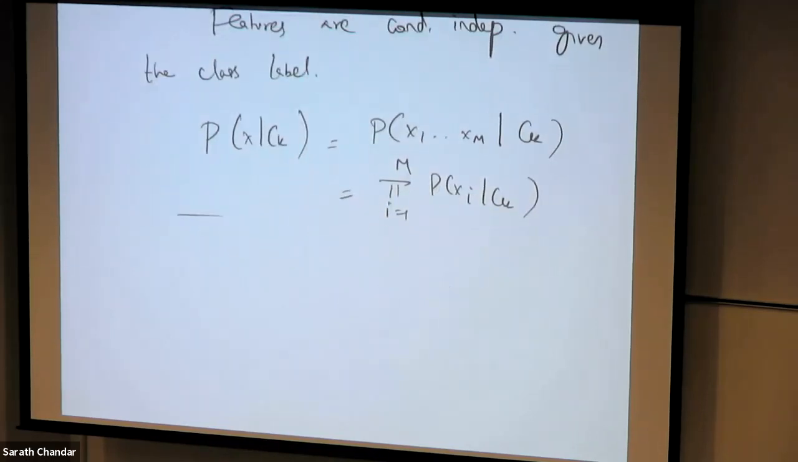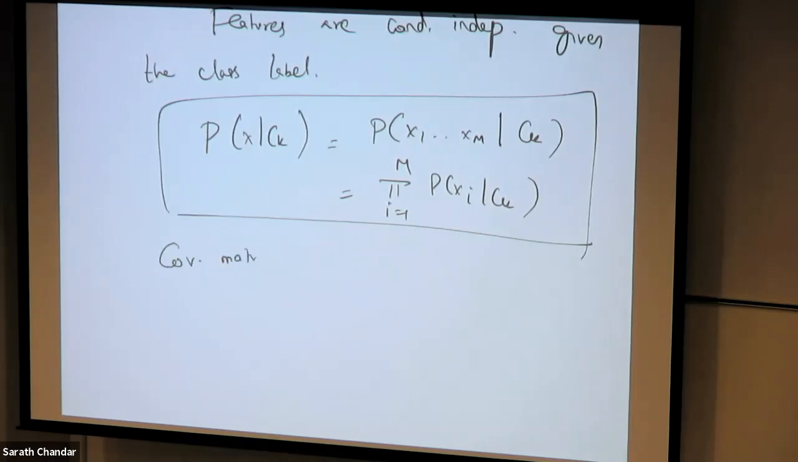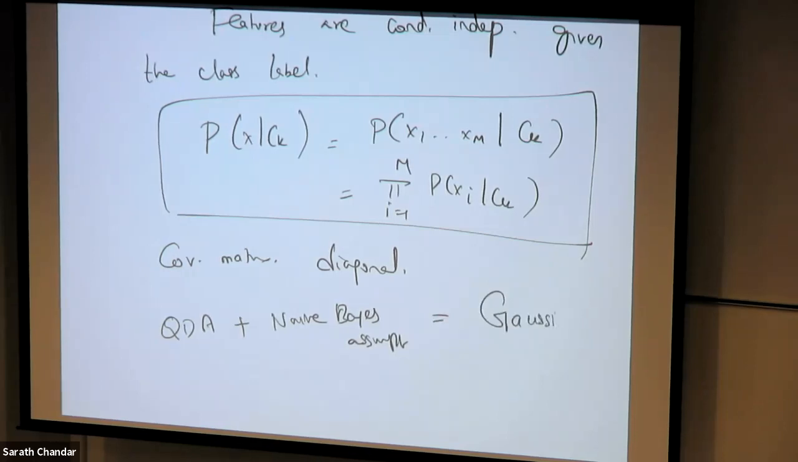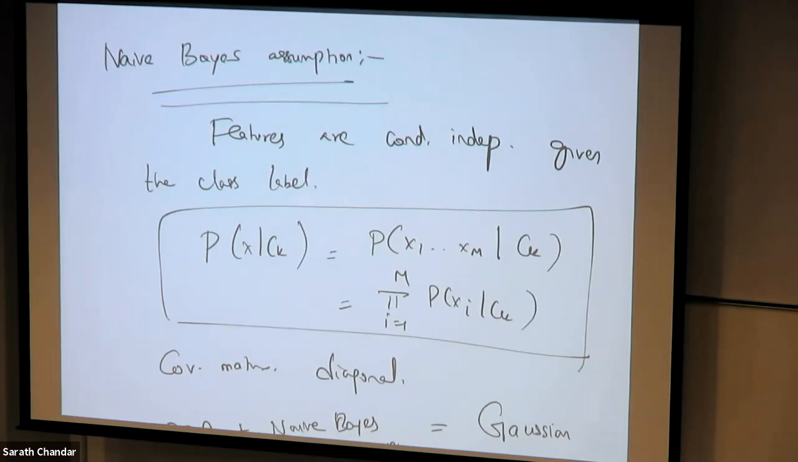Now, because of this assumption, we are going to have a covariance matrix which is diagonal. Now, this model, so basically when you take QDA and add this naive Bayes assumption, you will get a new algorithm which is Gaussian naive Bayes, GNB. Now, this is called a naive Bayes assumption because this is really a naive assumption, right?